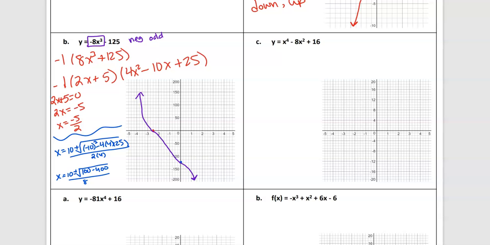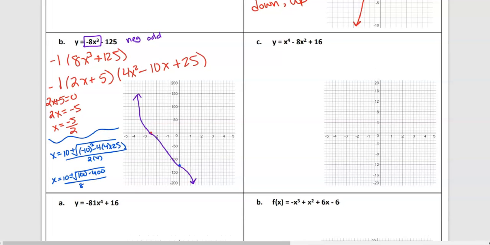So that one was special. We had some imaginary stuff going on, and that's okay. You've done it before. Here, x to the power of 4 minus 8x squared plus 16. It's another special one.